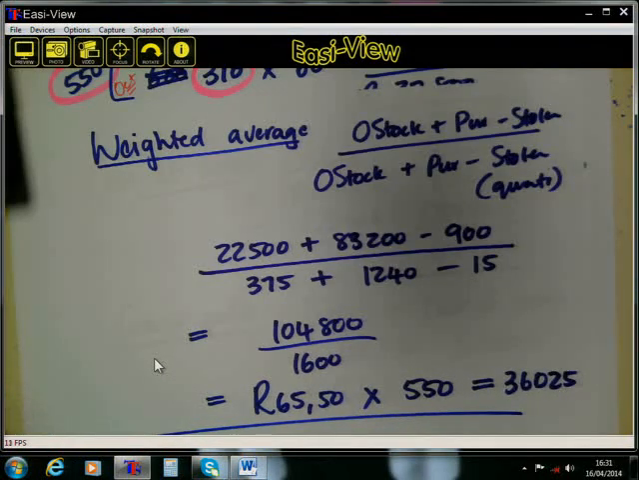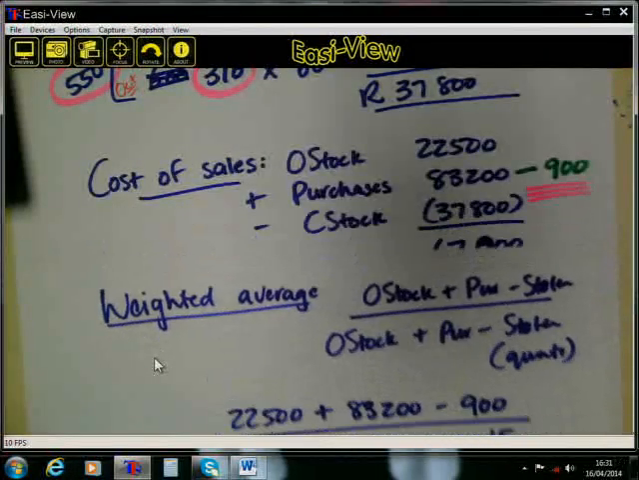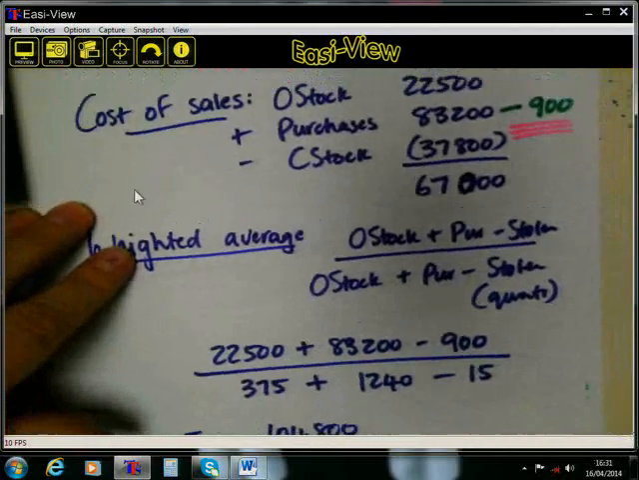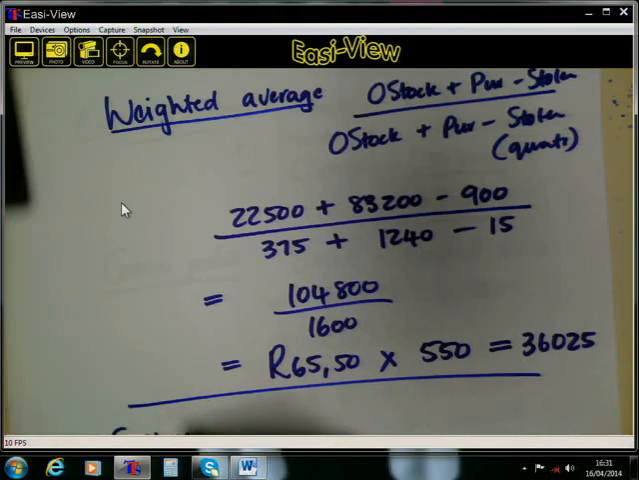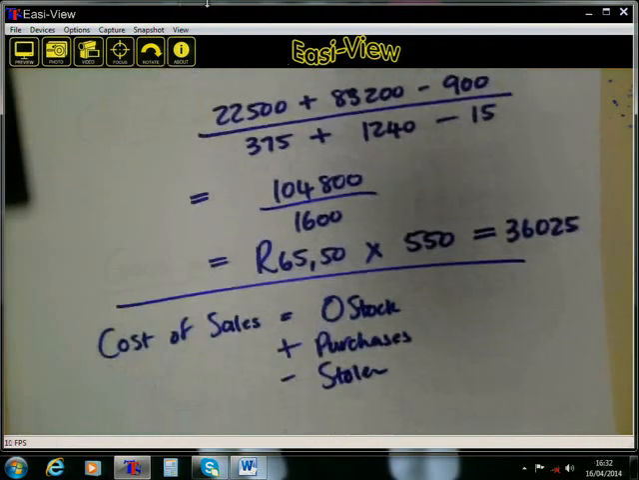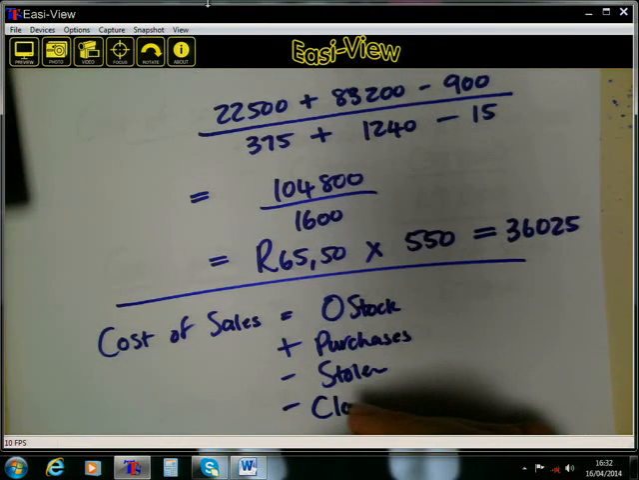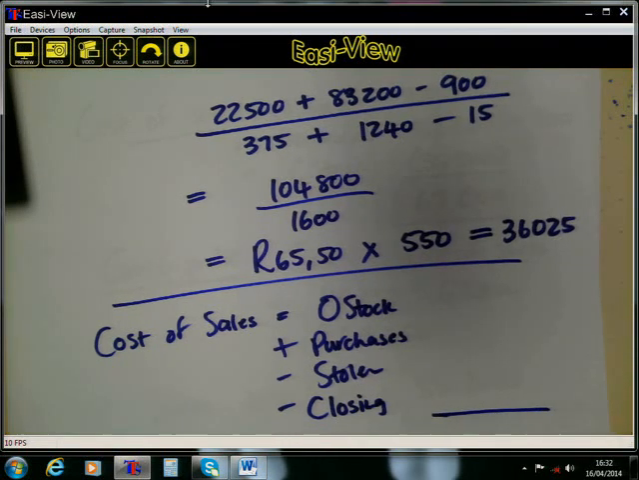What are we going to do with that information? We are going to do exactly what we did in the FIFO method. We are going to calculate the cost of sales. Cost of sales equals opening stock plus purchases minus stolen minus closing stock, and that gives you your cost of sales.